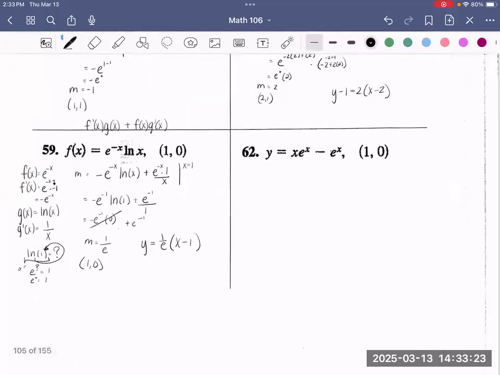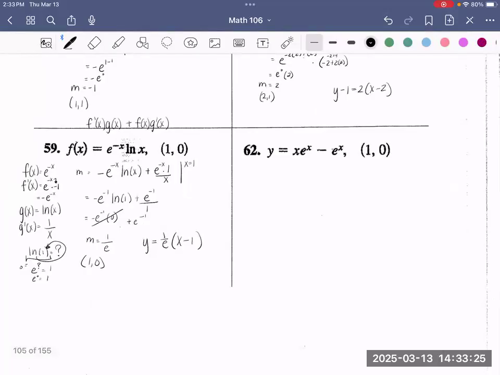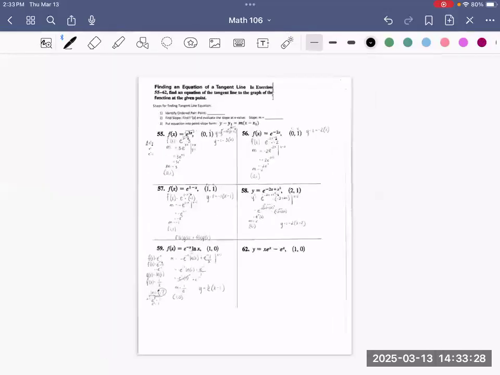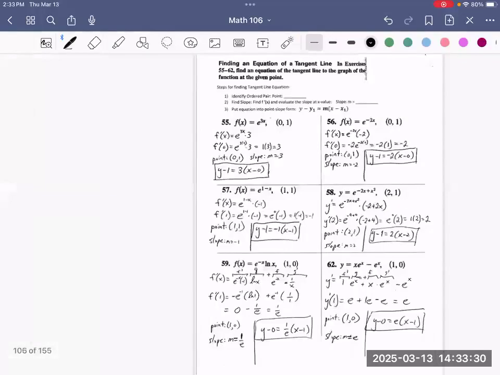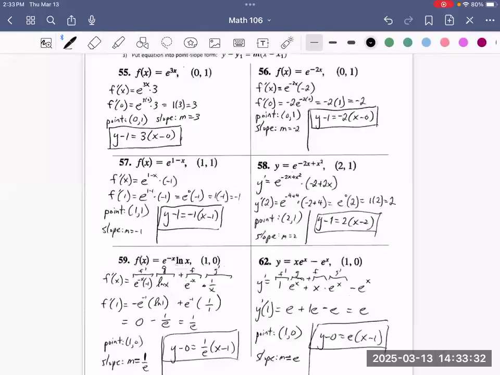Now I'm going to leave the very last one for you guys to complete and see where you end up. I'm going to show the answer key here in a moment. And here you go.